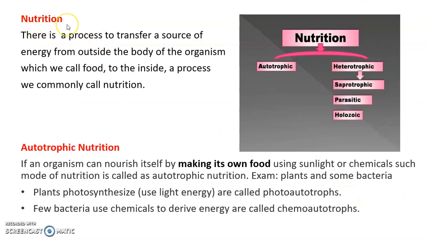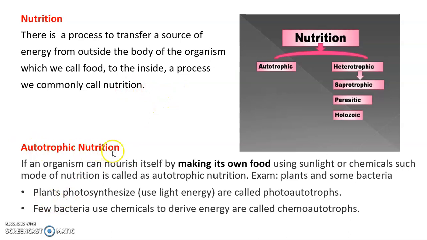Nutrition. What is nutrition actually? To maintain the life process, we need nutrition of food. So there are different types of nutrition. One is autotrophic, another is heterotrophic, saprotrophic, parasitic and holozoic. So nutrition is basically a process to transfer a source of energy from outside the body of the organism, which we call the food, to the inside. A process we commonly call nutrition.